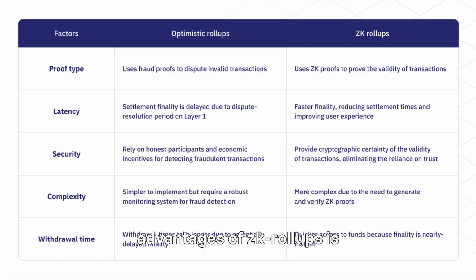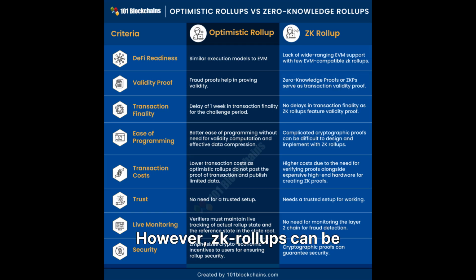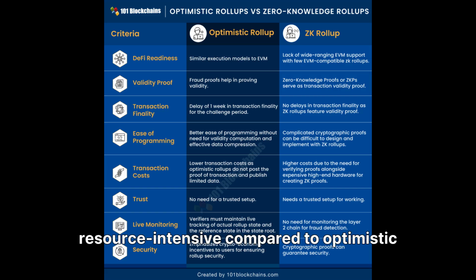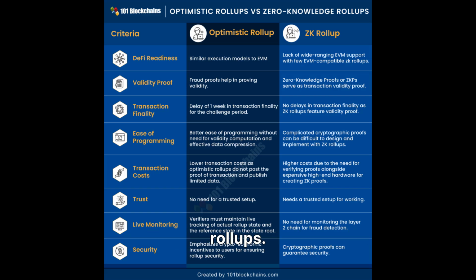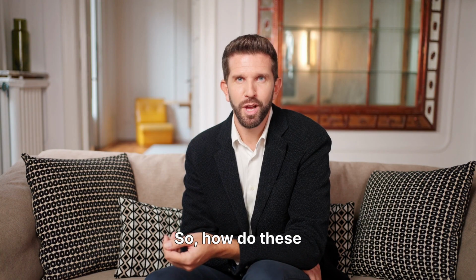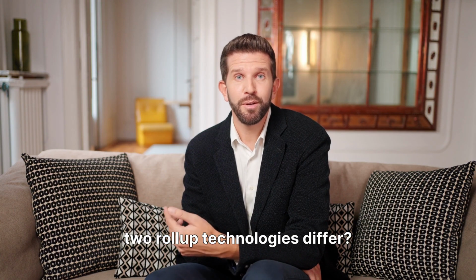One of the significant advantages of ZK rollups is their security and efficiency. Since all transactions are verified upfront, there's no need for a lengthy dispute period. This leads to quicker finality for transactions. However, ZK rollups can be more complex to implement and require advanced cryptographic techniques, making them more resource-intensive compared to optimistic rollups. So, how do these two rollup technologies differ?